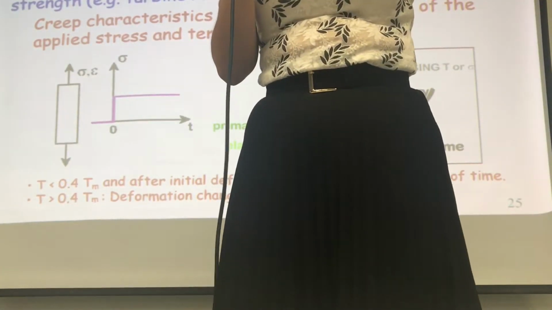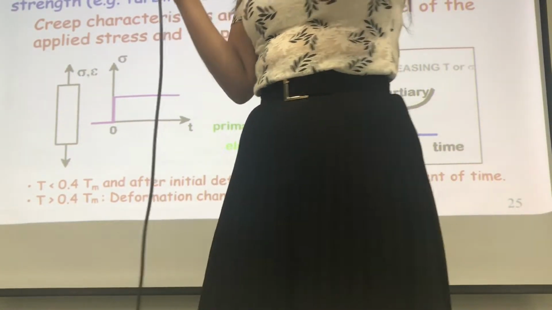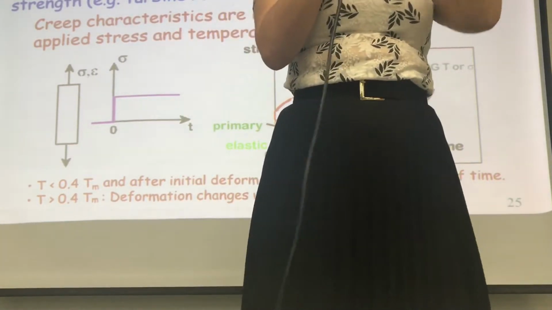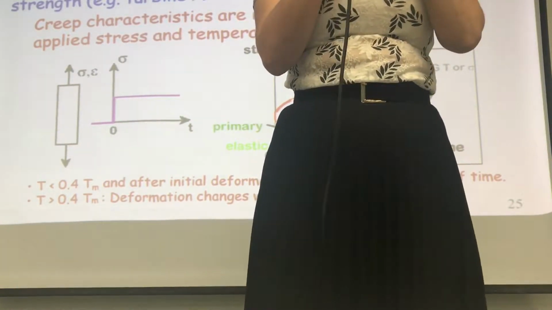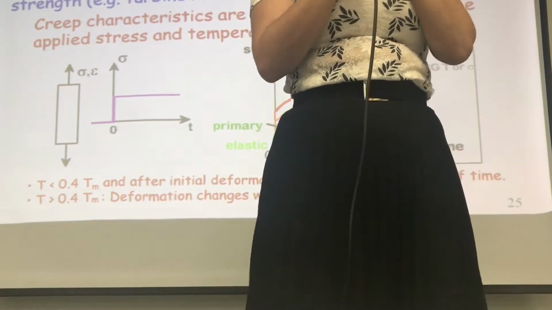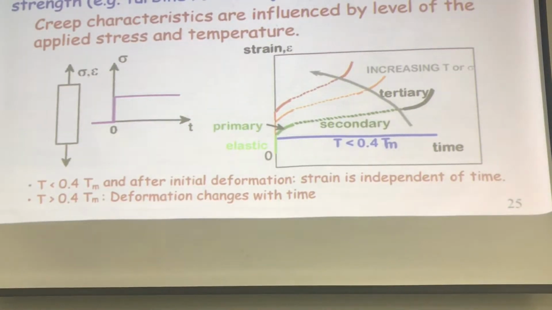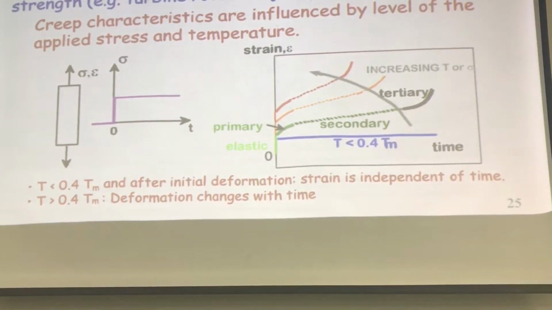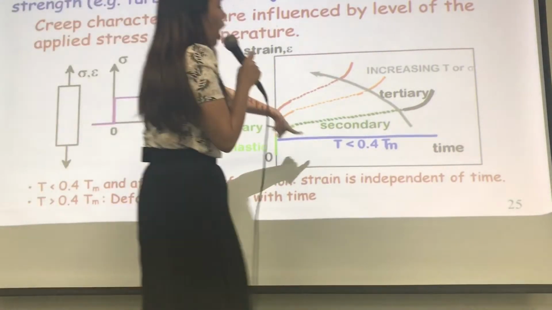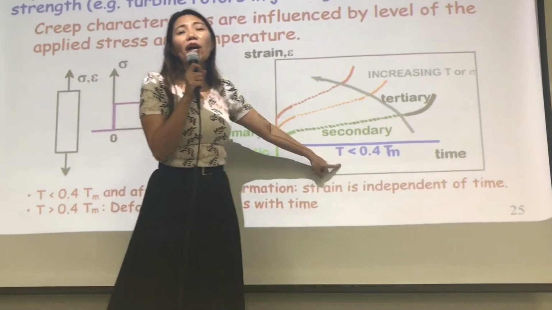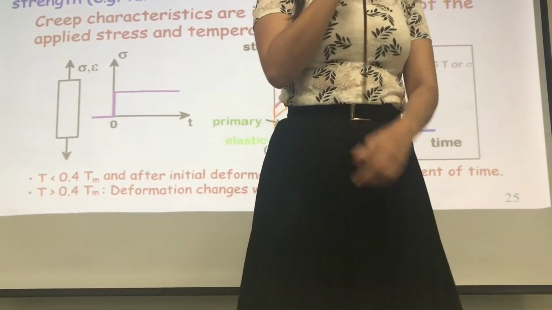But this will occur when we use the material at high temperature. What kind of high temperature? What happened is you need to think in terms of melting temperature, right? So it all depends on the material. If the material has low melting temperature, the temperature where creep would occur will be low, right? So the condition we think in terms of is 0.4 of melting temperature.